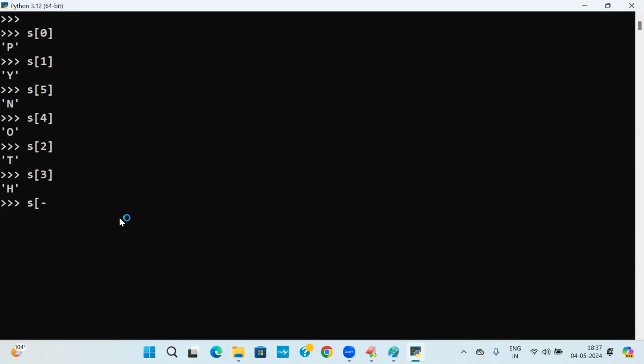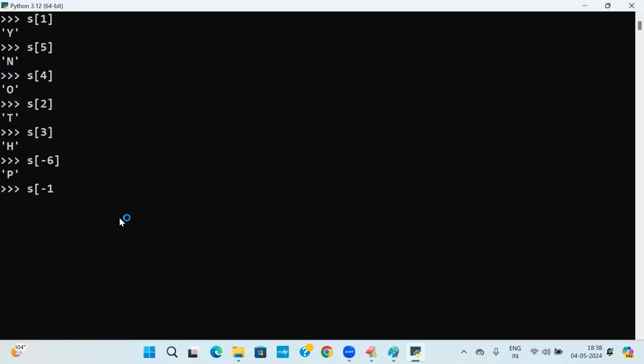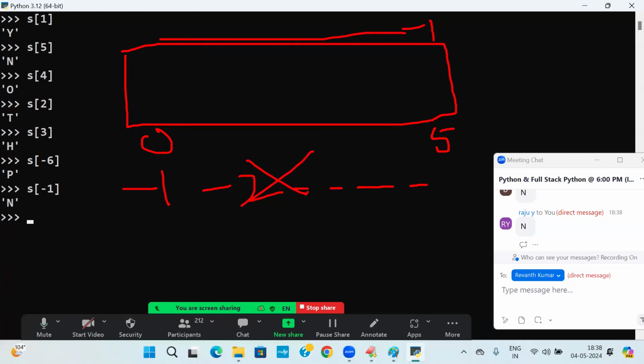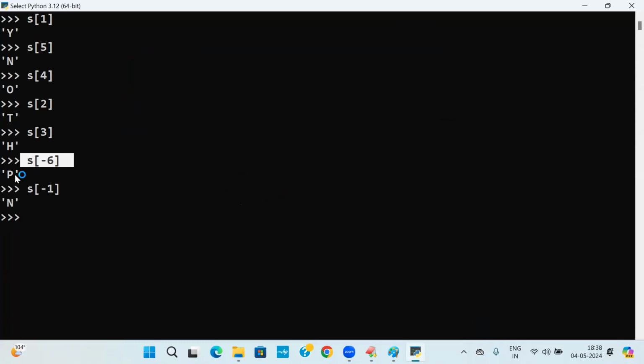Similarly, look at the diagram and answer. S of minus 6. Very good. P. S of minus 1. Good. C. What is the minus 6? Don't get confused, students. This is 0 to 5. Some other people are trying to assign minus 2 like this, that is completely wrong, students. You have to start from this place. Understand? Take care. Practically you are seeing that minus 1 is called N.